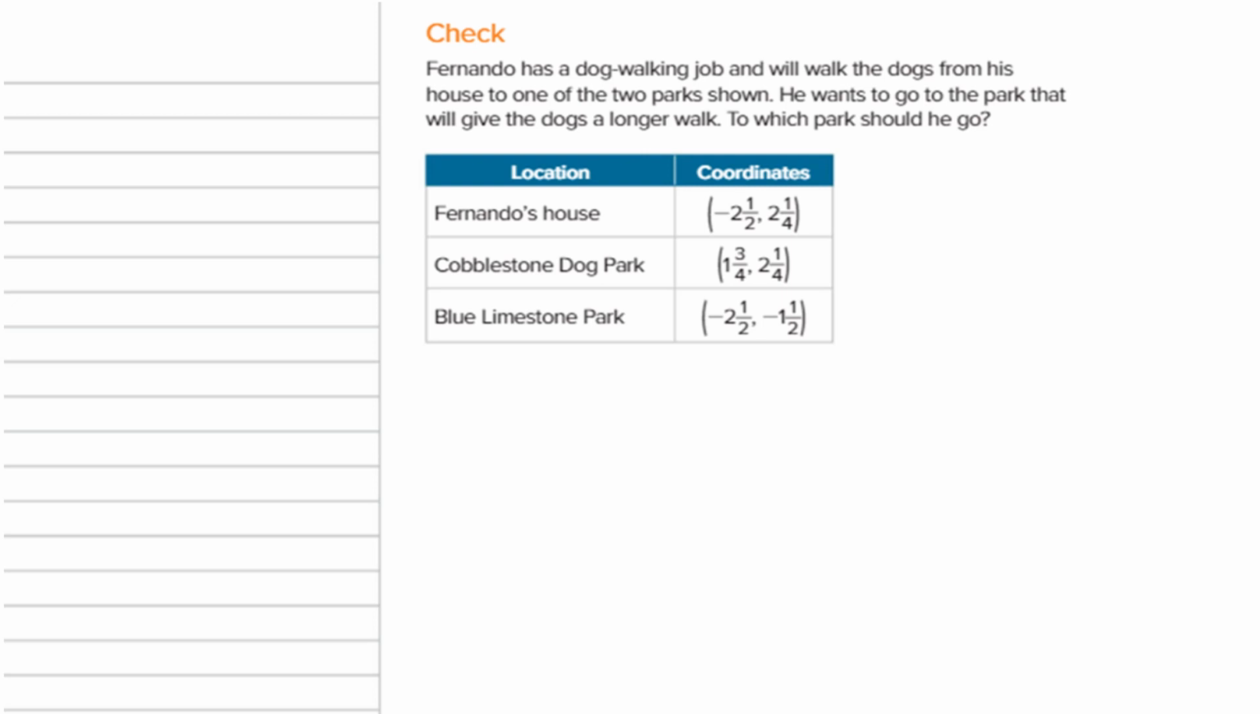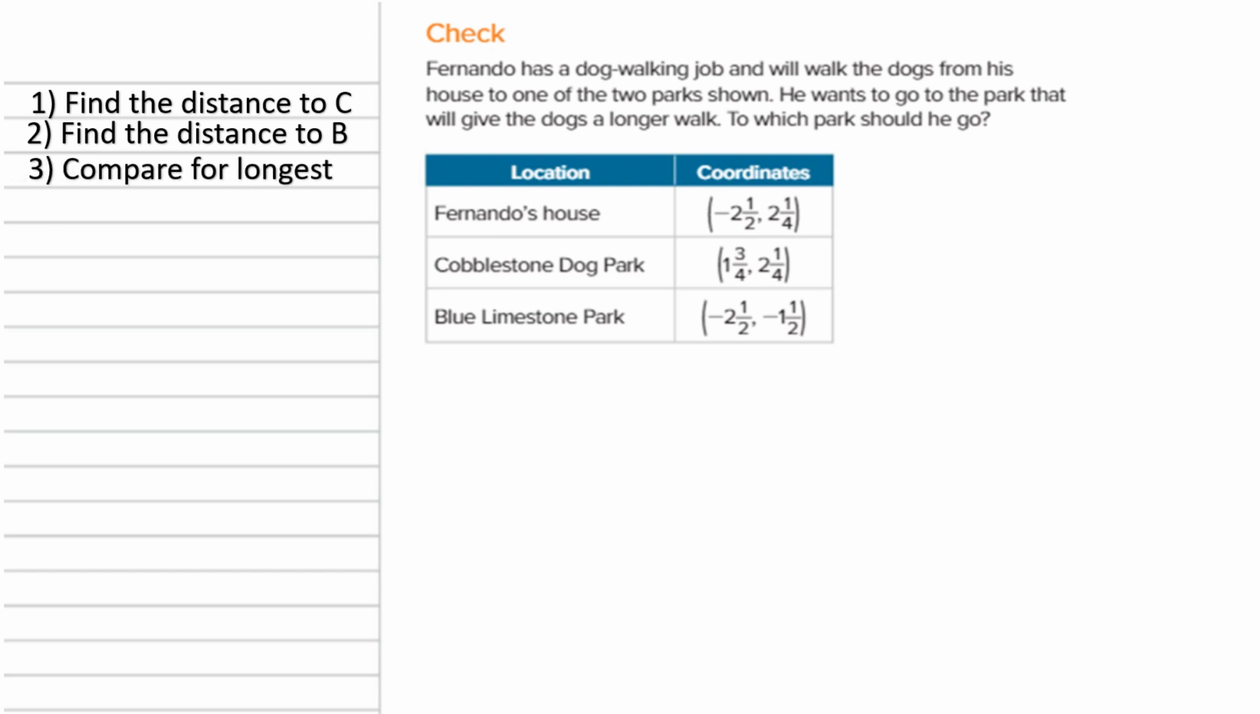We're comparing those distances. So we have to start with figuring out, number one, what is the distance to the Cobblestone Dog Park? So from Fernando's house, we're going to use those 2 sets of ordered pairs. Then, once we have that answer, we're going to compare it to the answer for the Bloom Limestone Park. When I compare them, then I want to figure out which one is further, which one is a greater distance, and that will be my answer to this one. So let's go through the math steps.